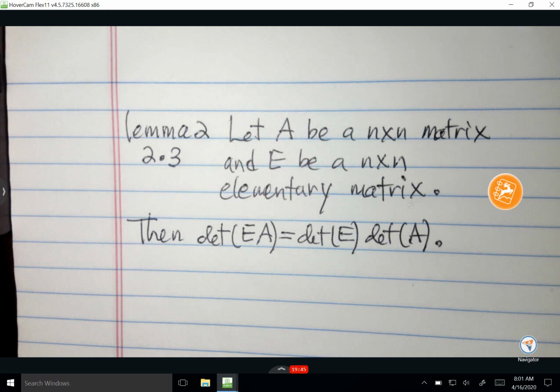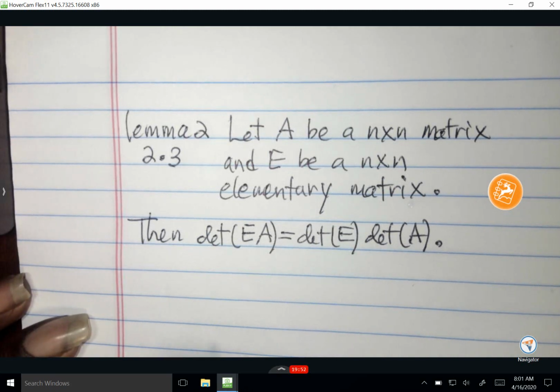Never knew all this stuff about the determinant from Calc 3, did you? Shame on you. Okay, let's prove them.